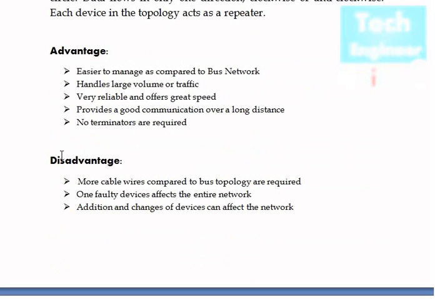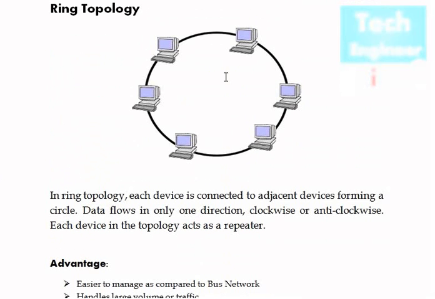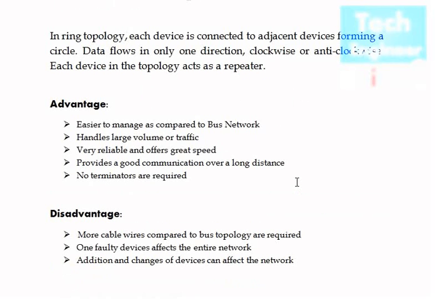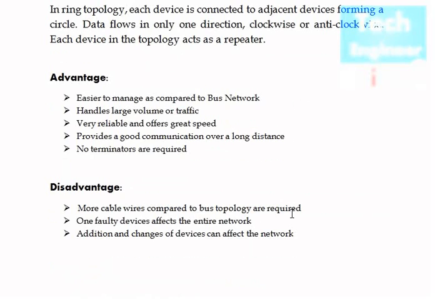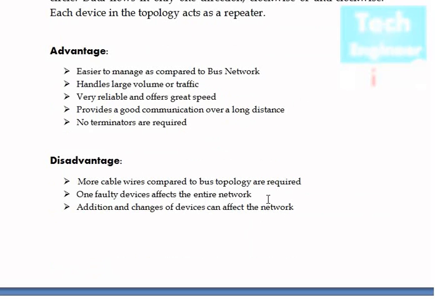But the disadvantages are that more cables are required compared to bus topologies, since you will not form this ring topology in a small network. You have to expand the network, and this network is actually connected to a big network. The physicality is what I'm talking about. One faulty device can affect the entire network.